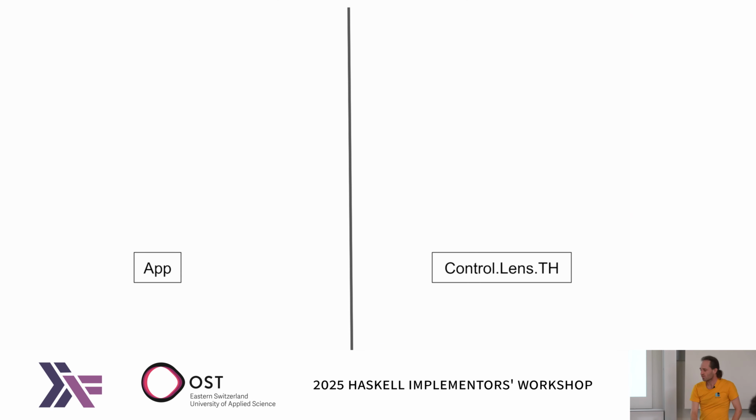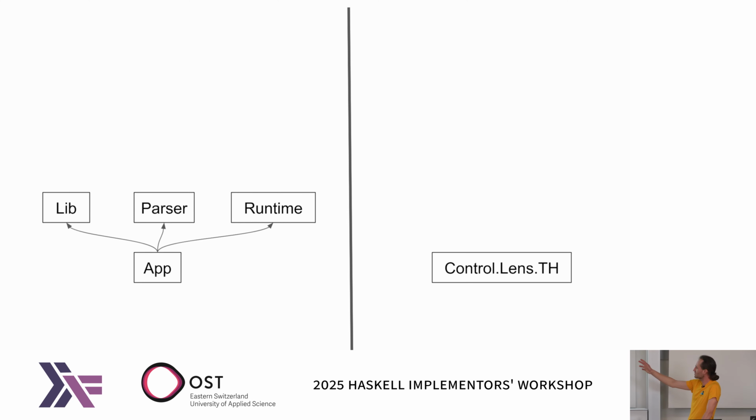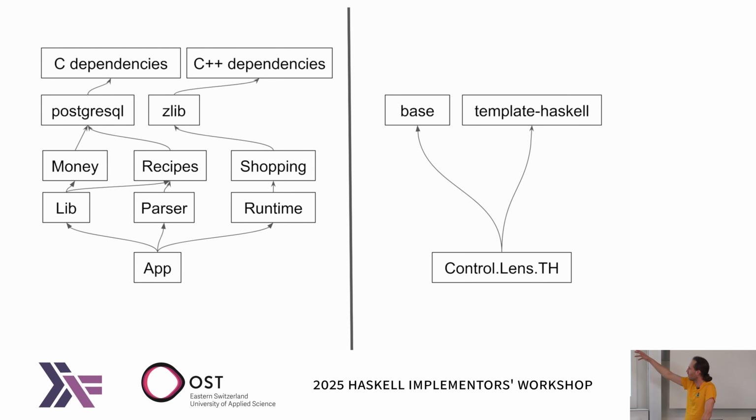So yes, the make lenses function might just import a single module, but really this precision has much greater ramifications because I only imported the application module in the place where I use a splice. The application depends on the library, the parser, the runtime, money, receipt, shopping, and so on and so on. And if I require this module at compile time, this module at compile time, this module at compile time, all the way through my dependency structure. So at the moment, if you are not able to be precise about what is needed when, then very quickly you just require everything at both stages.